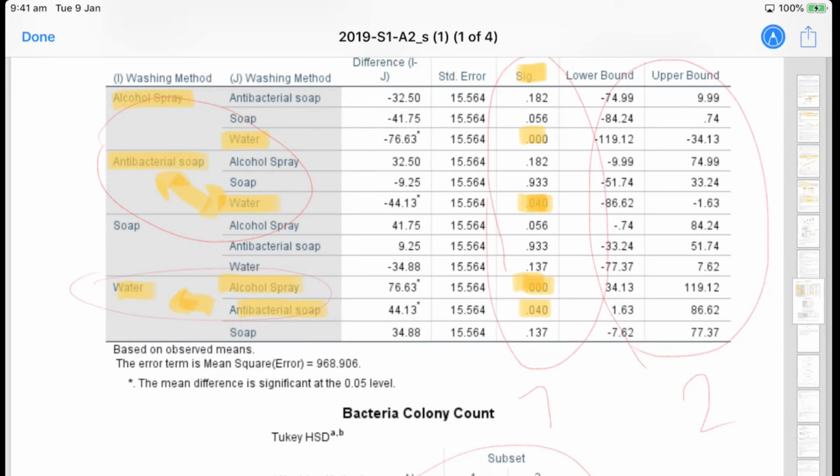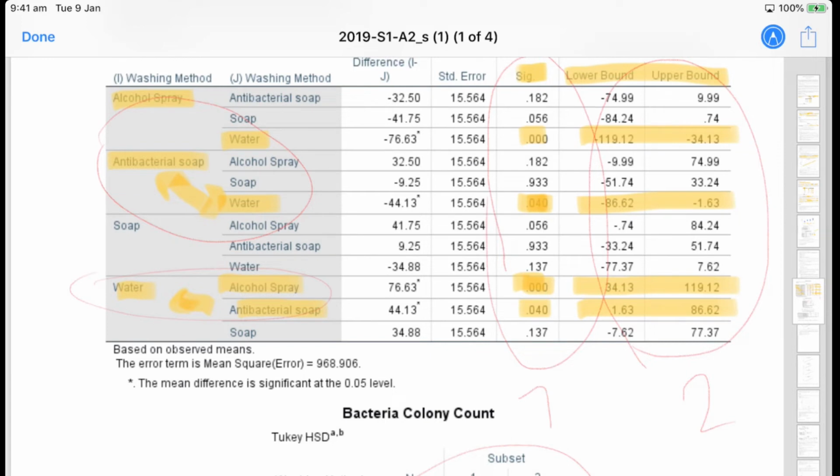The second way is by looking at the lower band and upper band. If they do not include 0, reject the null hypothesis. This one doesn't include 0, both of them are negative values. This doesn't include 0, this doesn't include 0, it's all positive, and this doesn't include 0, all positive.